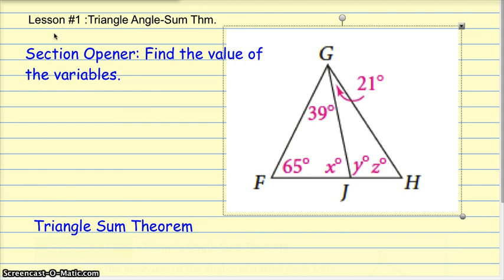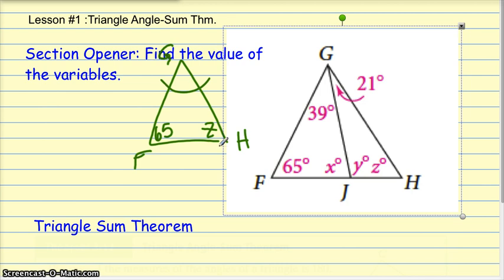Hopefully you remember, and we have discussed before, that a triangle adds up to 180 degrees. A couple different ways to think about this then. If you have F, G, H, so F, G, and H. I don't know H, but I know F, and I know G is made up of 39 and 21, so you can find what angle Z is.